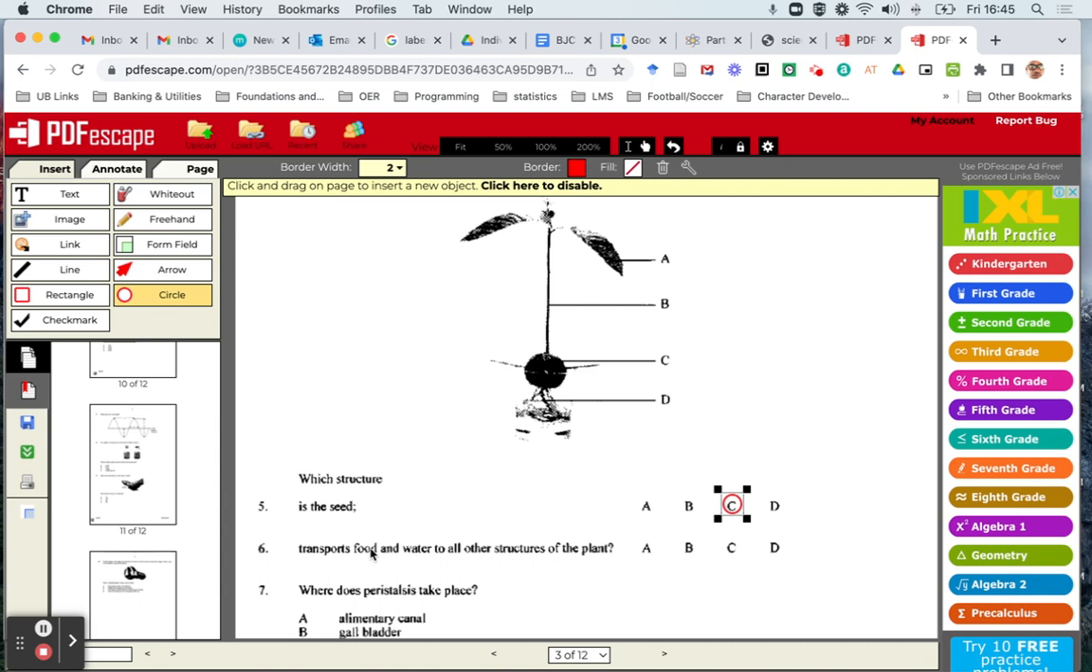And which transports food and water to all other structures in the plant? Well, that's going to be B because it sucks water up from the roots and transports it to the rest of the plant. So we'll put B there.